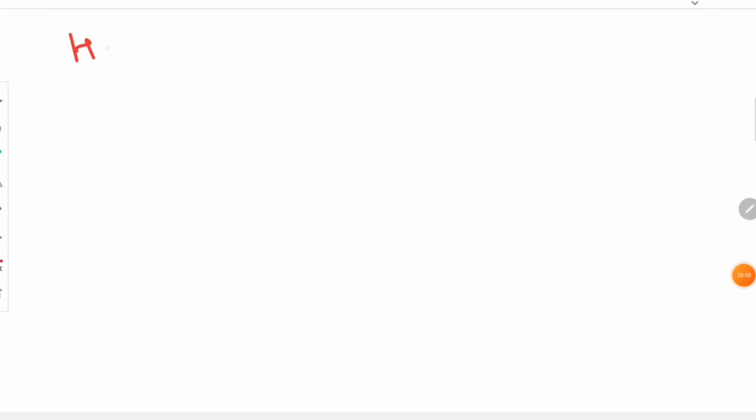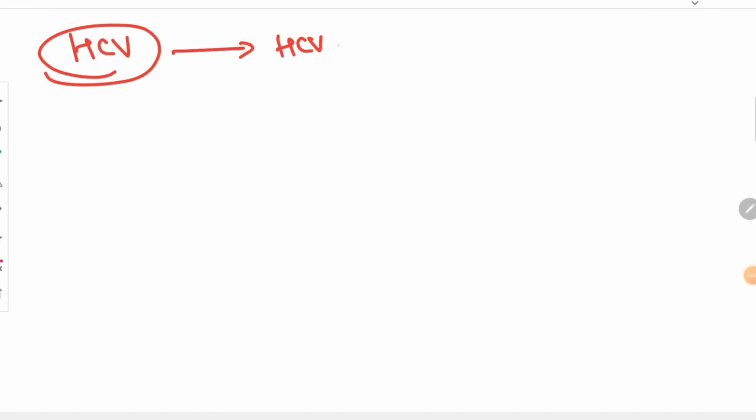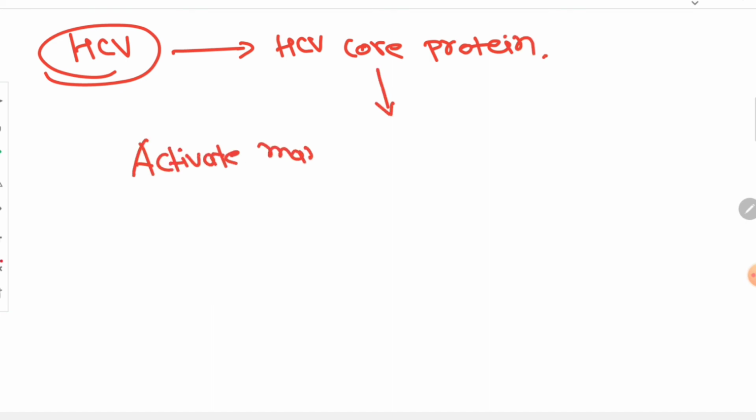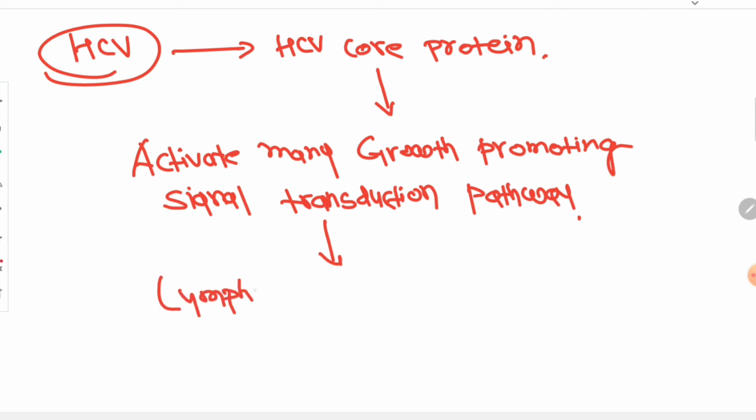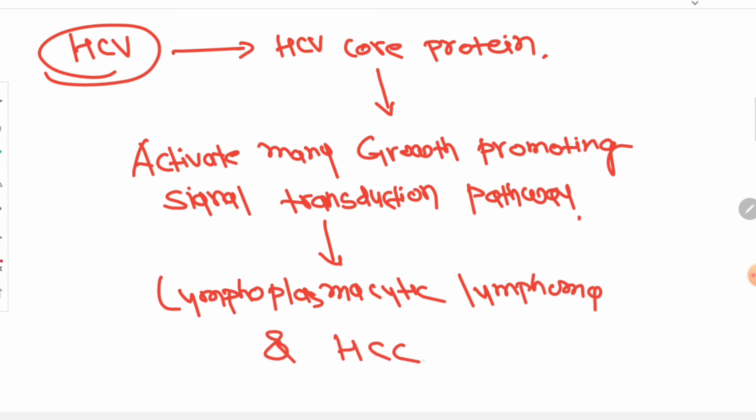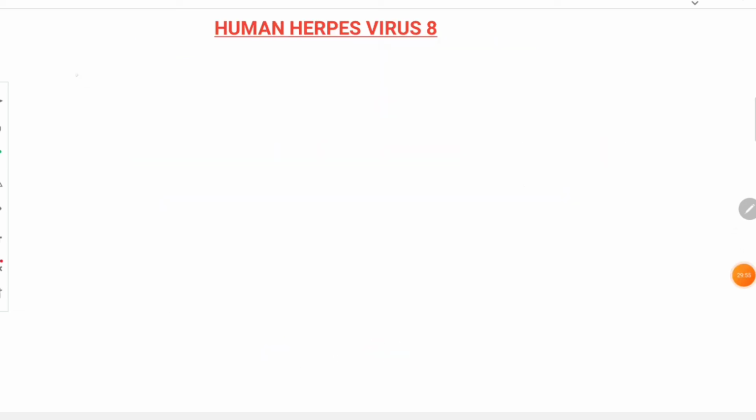Alright. Now hepatitis C virus. It contains the HCV core protein, right? And they will lead to activation of growth promoting signal transduction pathway, so that they can lead to continuous cell proliferation, and hepatocellular carcinoma and lymphocytic lymphoma can be developed. Lymphocytic lymphoma and the hepatocellular carcinoma, the cancer caused by HCV virus.